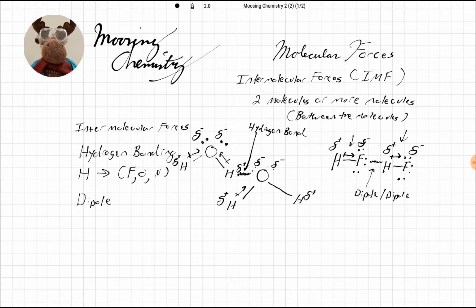Now, it deals with basically definitely polar molecules. And you would see this in polar covalent bonds. I would call them PC, polar covalent.